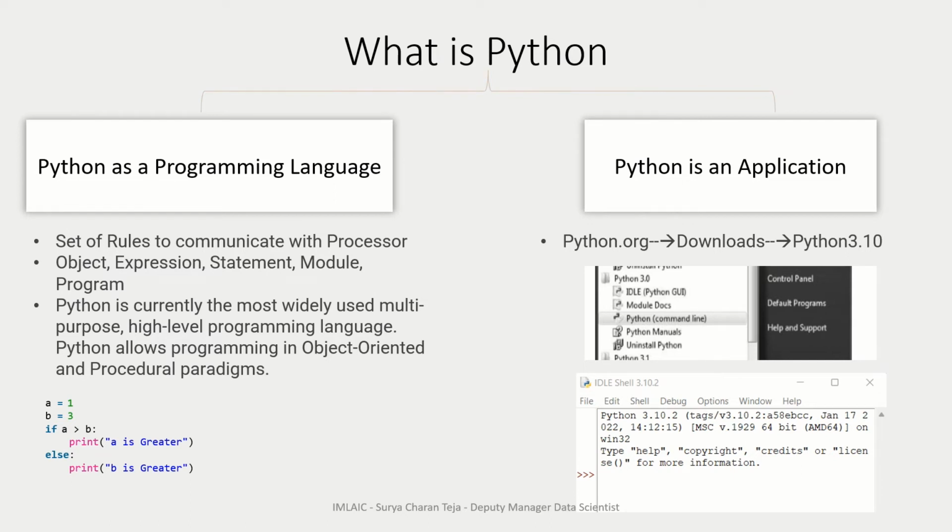To summarize, Python is not just an application. Don't confuse it. On one side you have a Python book which consists of a set of rules. On another side you have an application where you use those set of rules to communicate with your processor. The game is over.